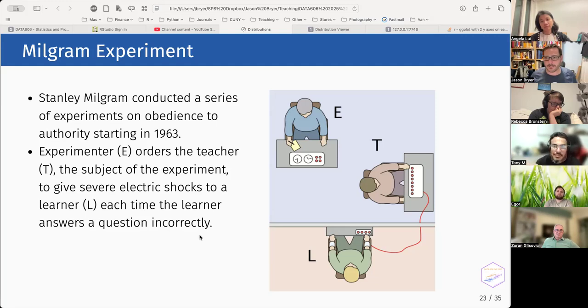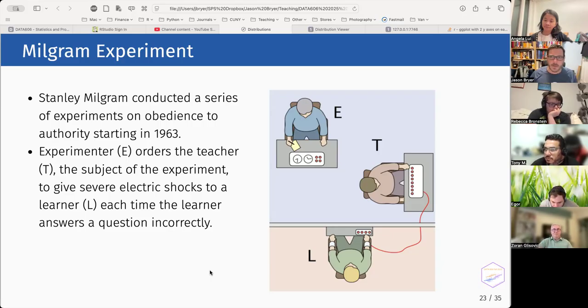Now, there were no electrical shocks administered. The learner was acting, and you can find videos of this on YouTube. The experimenter is there, so when the teacher starts to hesitate, the experimenter says, no, you agreed to do this. The learner agreed to this as part of it, et cetera, to see if they would follow the orders.